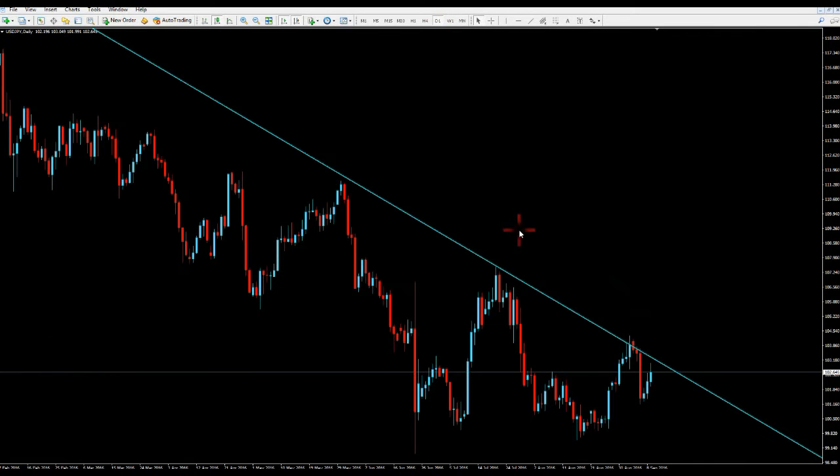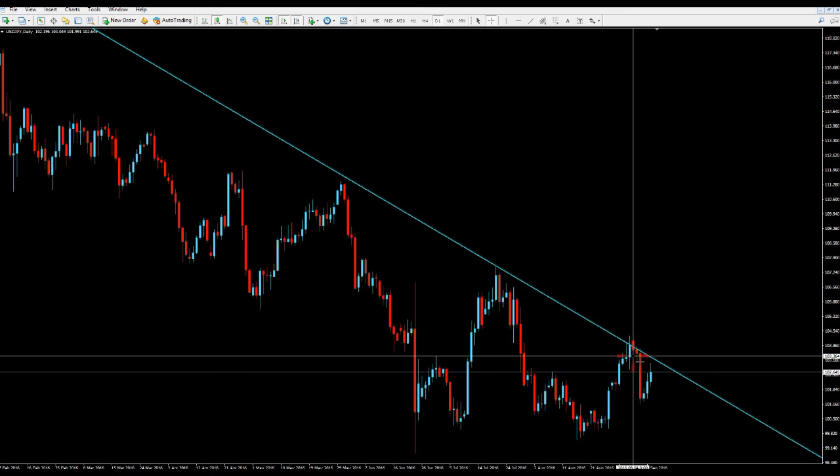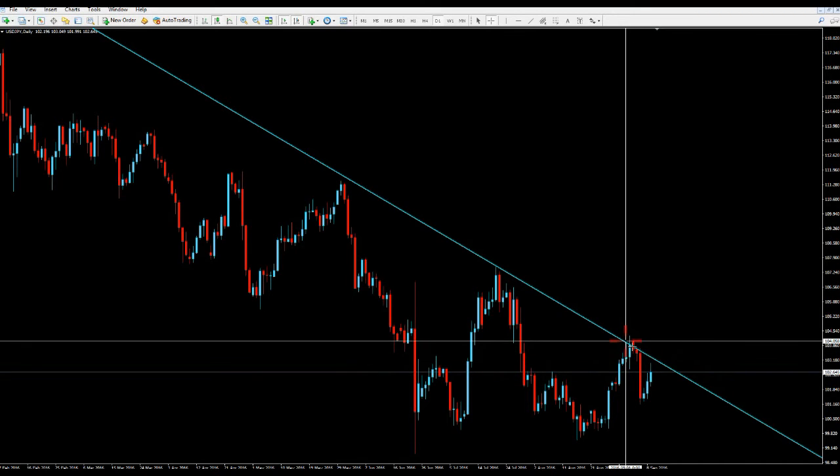So if we go to the daily chart, you can see that price did indeed come and touch it. It was above as well. I shared this line in the Skype group actually already a few days before price reached there.